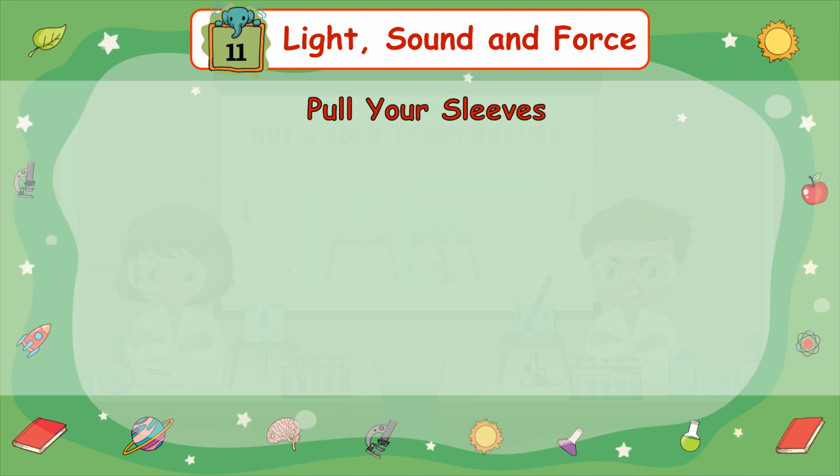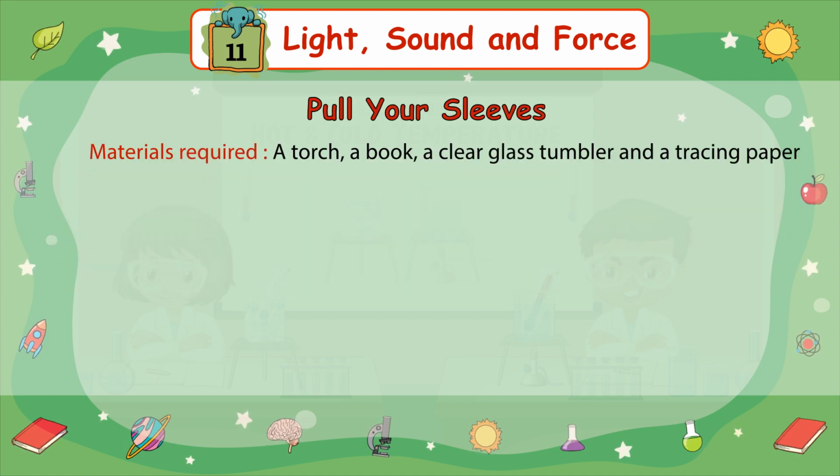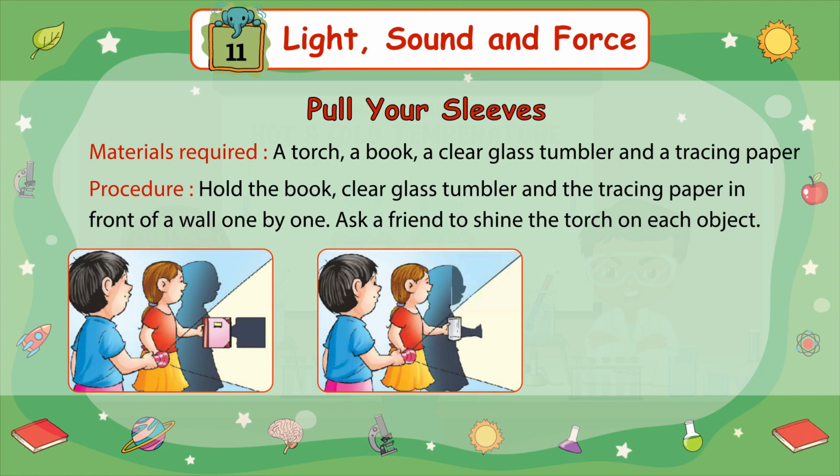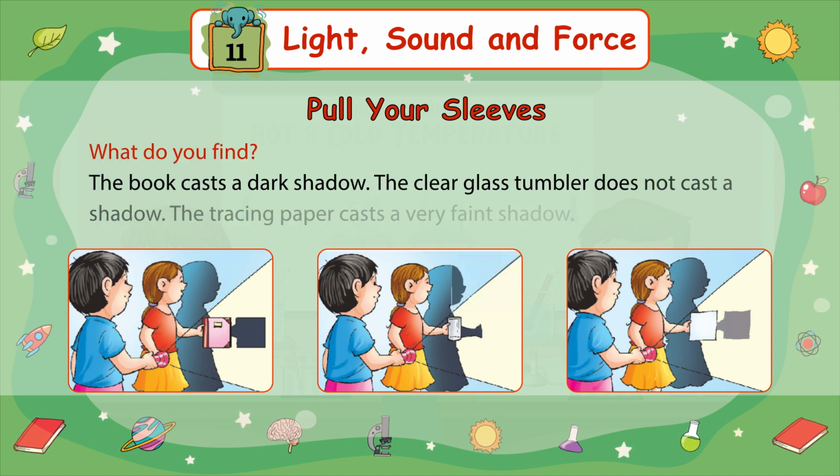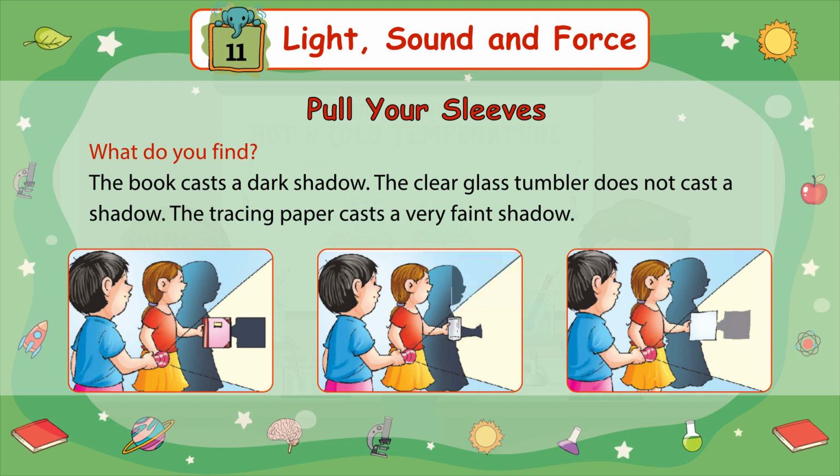Pull up your sleeves. Materials required: a torch, a book, a clear glass tumbler, and a tracing paper. Procedure: hold the book, clear glass tumbler, and the tracing paper in front of a wall, one by one. Ask a friend to shine the torch on each object. What do you find? The book casts a dark shadow. The clear glass tumbler does not cast a shadow. The tracing paper casts a very faint shadow.